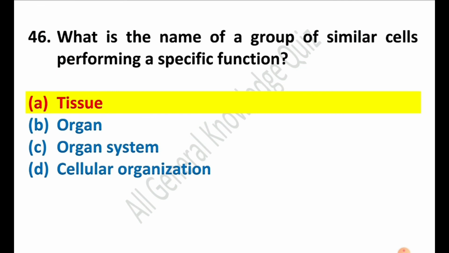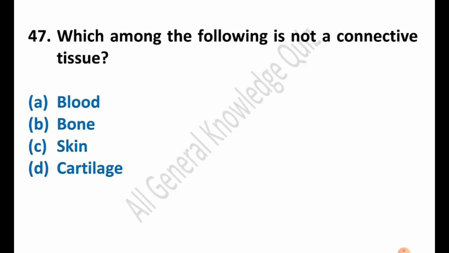The answer is option A, tissue. A group of similar cells performing a specific function is named as tissue. Question number 47. Which among the following is not a connective tissue? Option A, blood. Option B, bone. Option C, skin. Option D, cartilage.